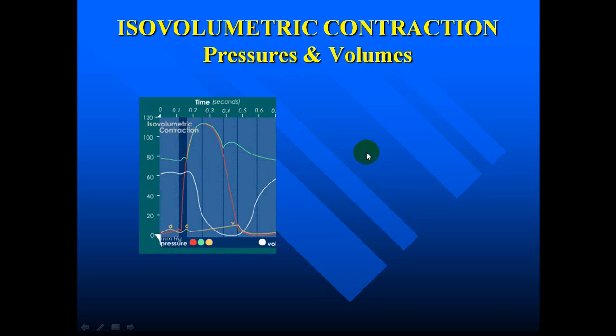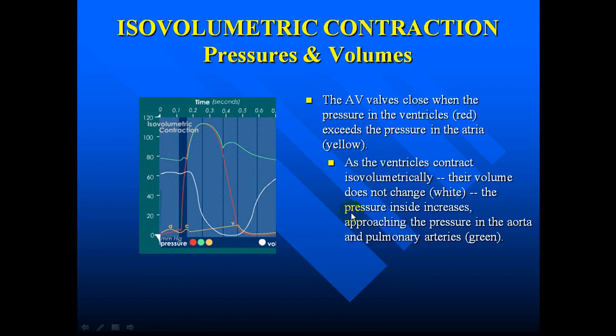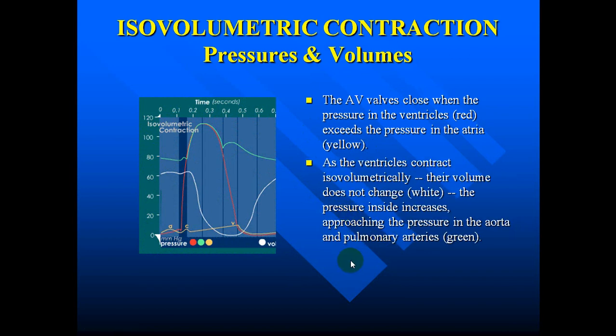So what are the pressure and volume in isovolumetric contraction? The AV valve is closed, while the semilunar valve is closed too. The red line shows the AV valve closed, while the green line shows the semilunar valve is closed. As the ventricle contracts isovolumetrically, what does that mean? The volume does not change. The volume line is flat, with no change in this period.